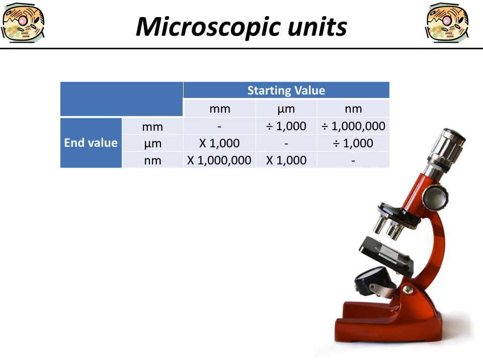So this slide shows us a conversion table, which allows us to look at what we would do to convert from our starting value to our end value. Because I'm not a math whiz, I tend to just do it in stages of 1,000. So if I was converting millimeters into nanometers, I would times by 1,000 once, then times by 1,000 twice. And this just makes sure that I get it right every single time.